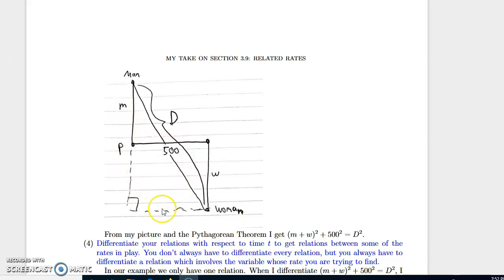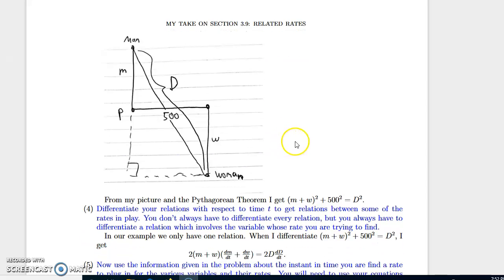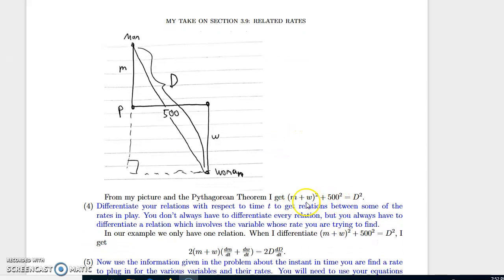Another side of the triangle, it's down here, but since it's part of a rectangle, it's the same distance as here, which is 500. And now the capital D is the distance between the man and the woman, and that is now the hypotenuse of the right triangle. So from the Pythagorean theorem, we get the relation that the quantity of m plus w squared plus 500 squared is equal to D squared.